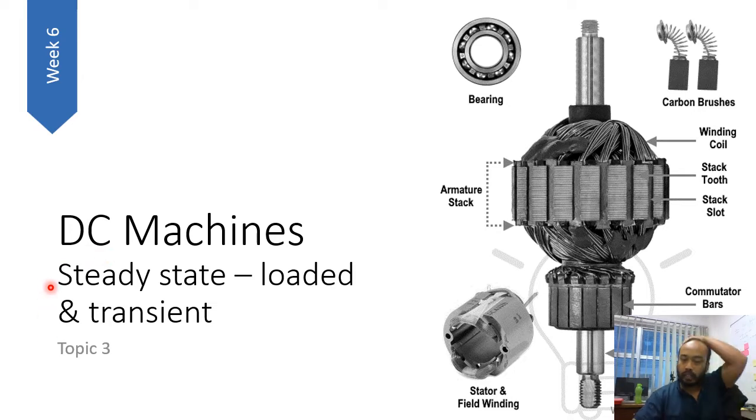We are still in steady state, but what we saw last week was steady state with the machine without any load, no-load steady state. This week we're going to discuss steady state when the machine is loaded. After that, we will also discuss a bit on the DC machine in transient state. Transient state means that you have either variation in the load torque or variation of the supply voltage that you're supplying to the armature. So let's begin.